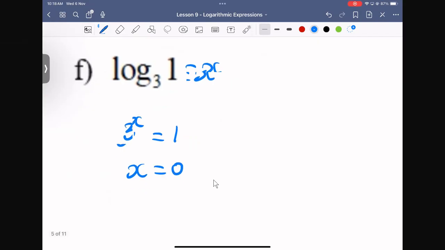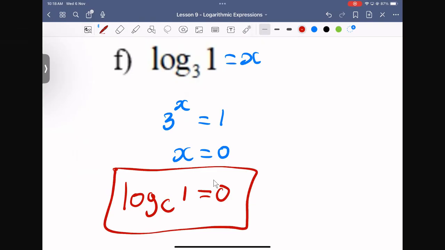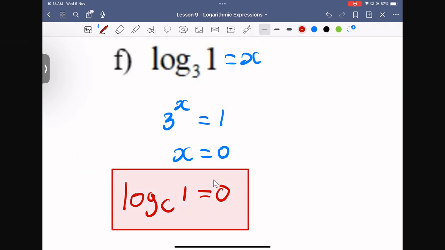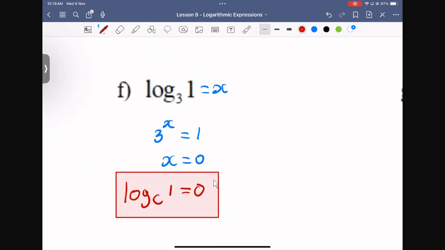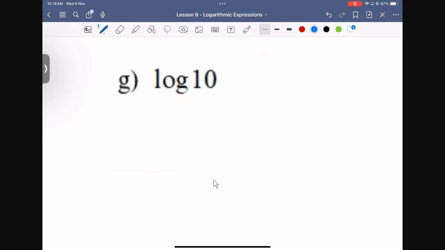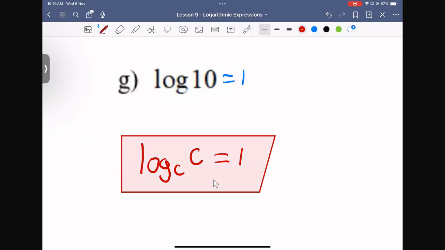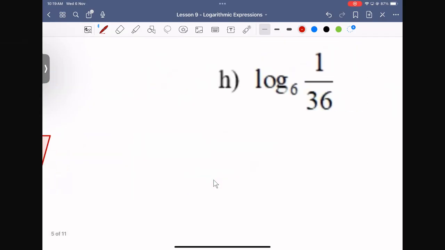This is an important thing to remember. It's a really useful property: the logarithm in any base of 1 equals 0. That's a useful fact to remember. It's a good point when sketching logarithm functions, as it goes through the coordinate (1, 0), where the logarithm in any base of 1 is equal to 0. What is the logarithm of 10? Carlos? 1. Also a useful fact to remember is the logarithm in any base of the base is equal to 1. So those are two useful facts. Core properties, if you will.